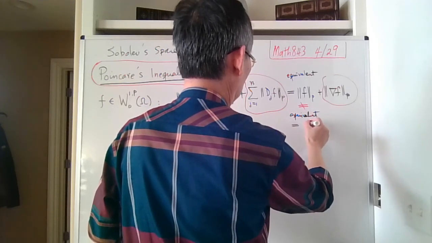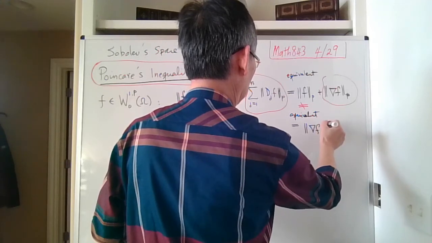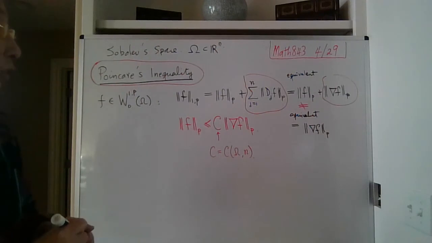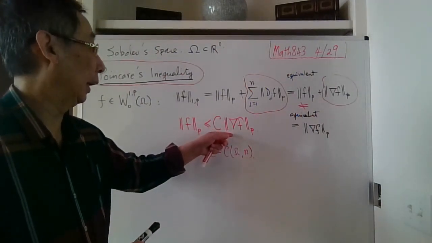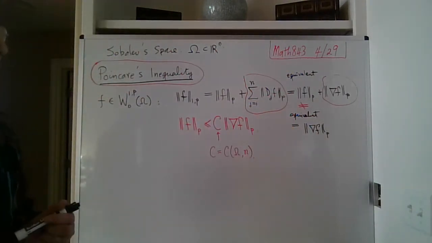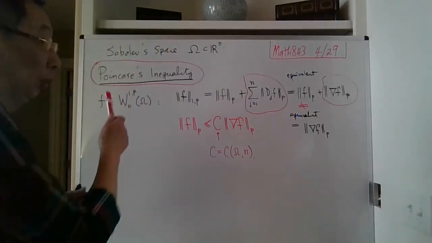Okay, it's equivalent just by the gradient of f in L^p, because the first term, the L^p norm of f, can be controlled by that. And therefore this norm is equivalent to that single term. That's sufficient. That's the main result of the Poincaré inequality.